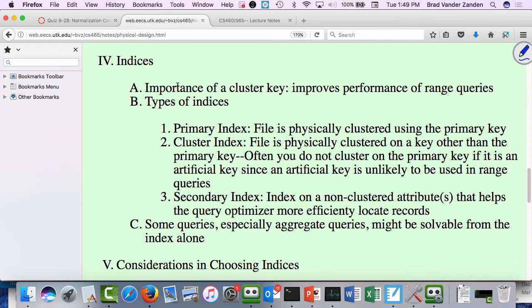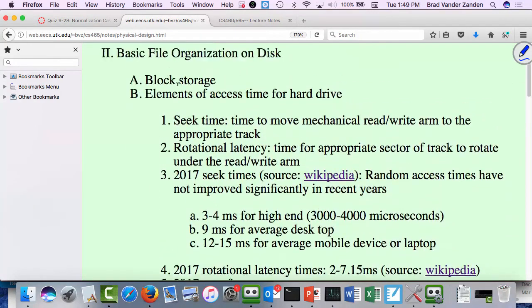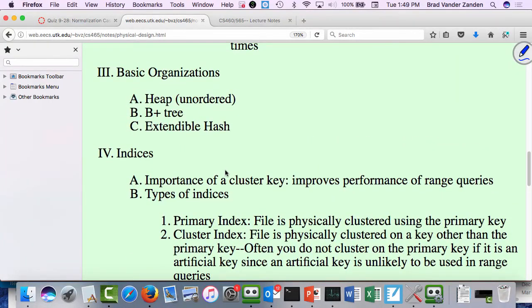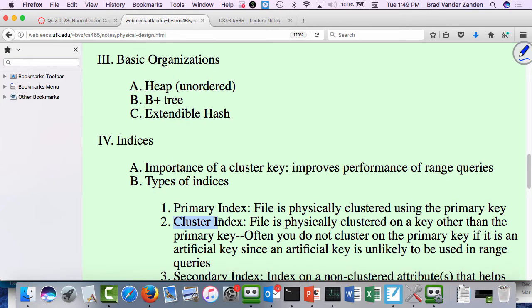So questions about this? So the cluster index was just an index that the storage of the file is then actually changed for? Yes, the file is physically organized. If two records are logically next to each other because of the attribute value, like last name, they will be physically next to each other. And the difference between a cluster index and a primary index is that the cluster index is on a non-primary key. And the primary index means the file is physically clustered on the primary key.